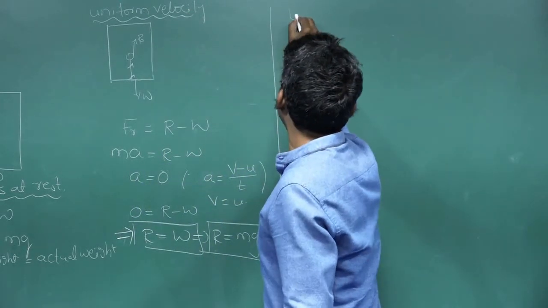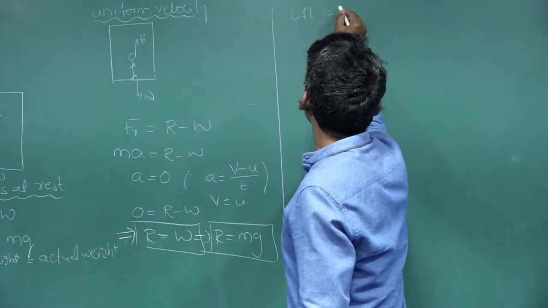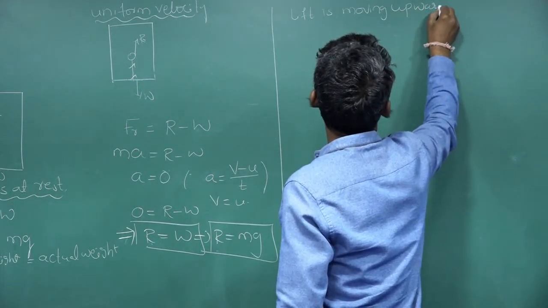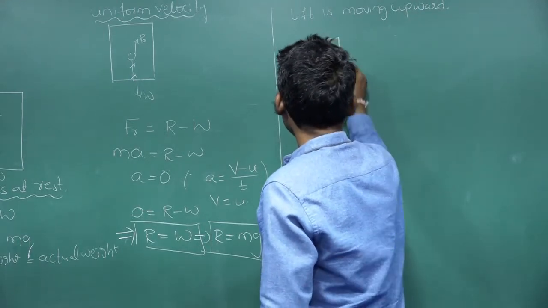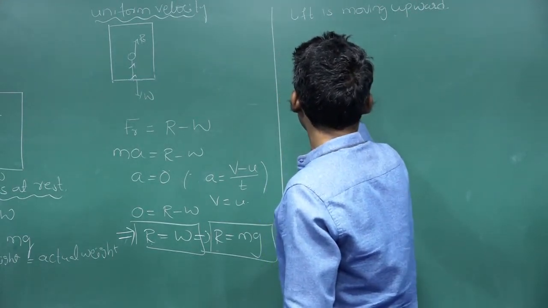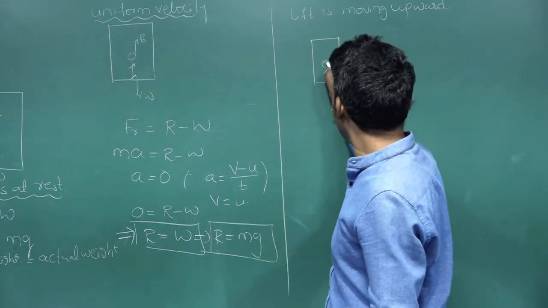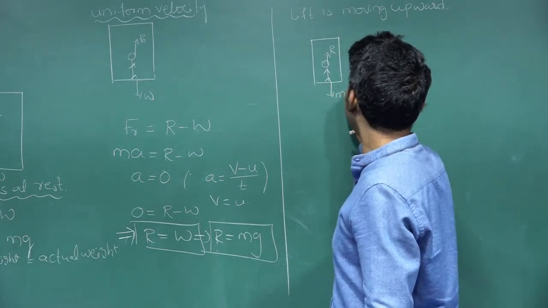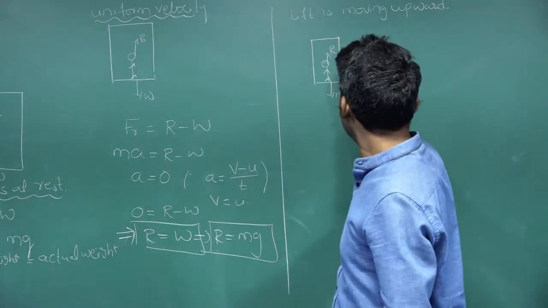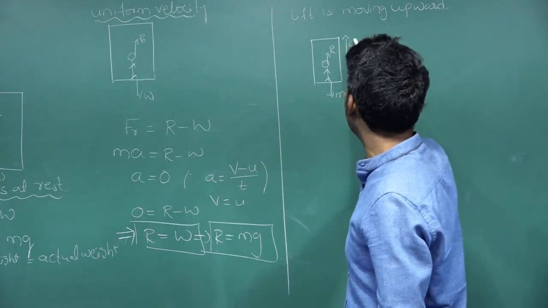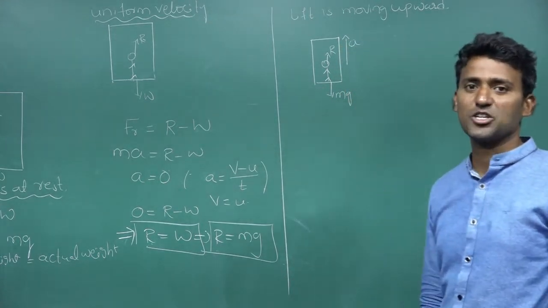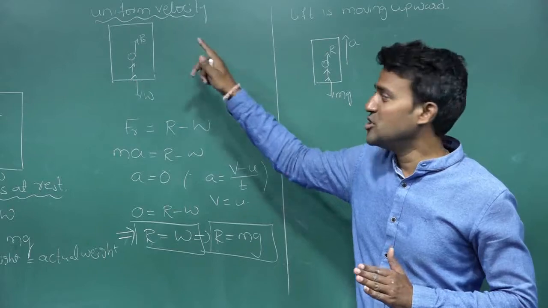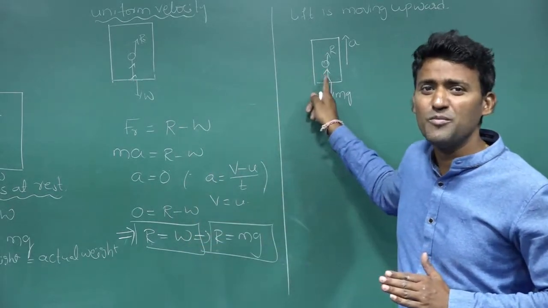Now case 3. The lift is moving upward. Now the person is standing in the lift. The reactional force on the person is upward, the weight is acting downward. Now I am writing here, the acceleration is in the upward direction. It is not a uniform velocity going upward, since uniform velocity is already completed, it is non-uniform velocity.